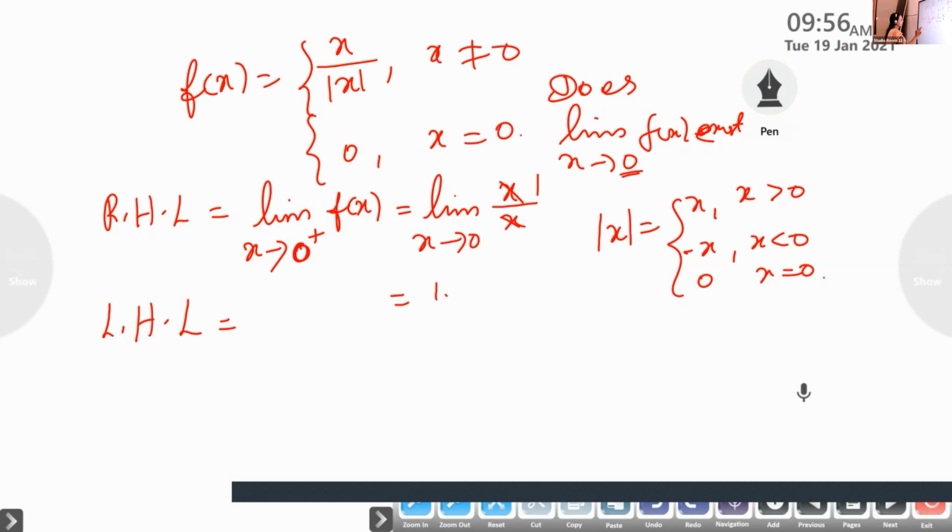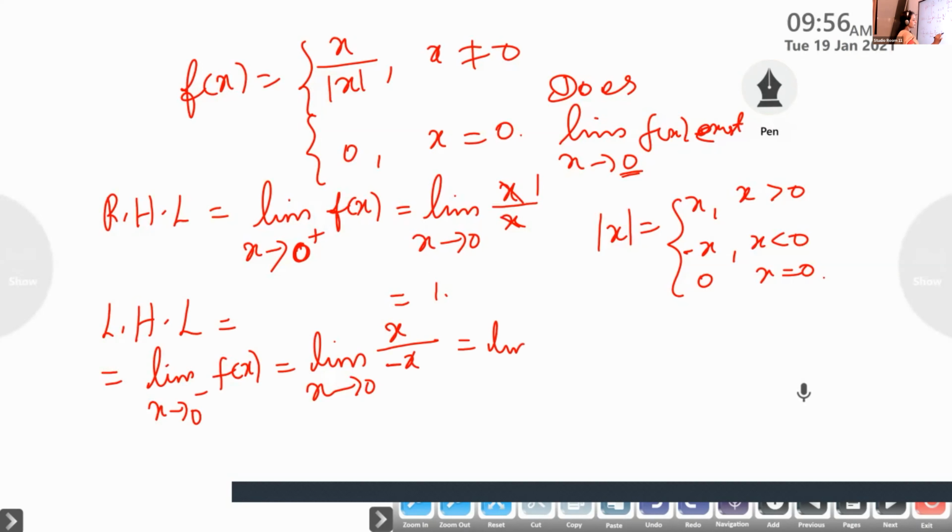Right hand limit is 1. We are going to find out the left hand limit, 0 minus of f of x. Left hand means it is less than that value. So for less than 0, how is mod x defined? For less than 0, mod x is defined as minus x. So you will get this as limit x tending to 0 of minus 1. So here, left hand limit is not equal to right hand limit. Therefore, we can say the limit of the function does not exist.